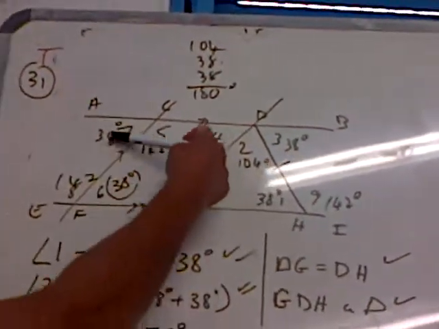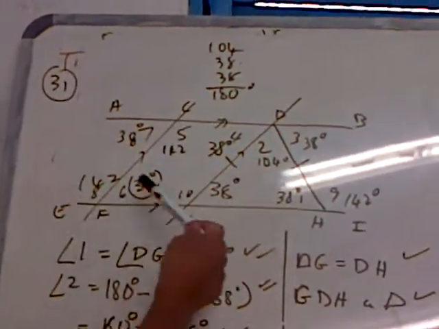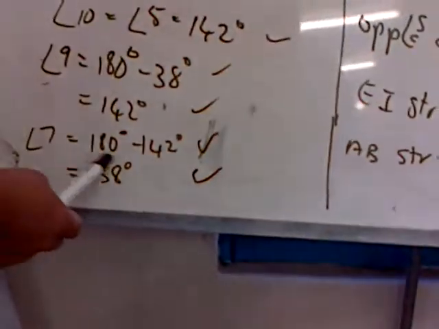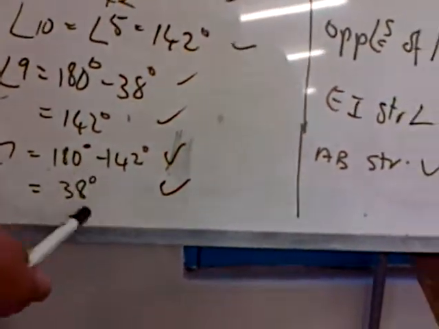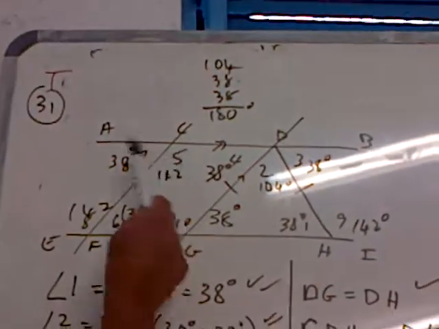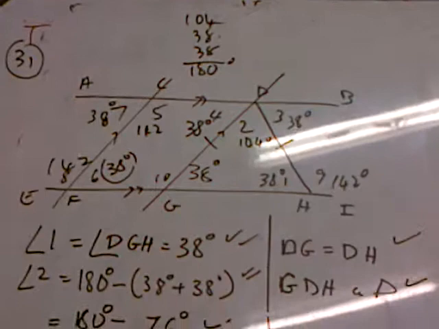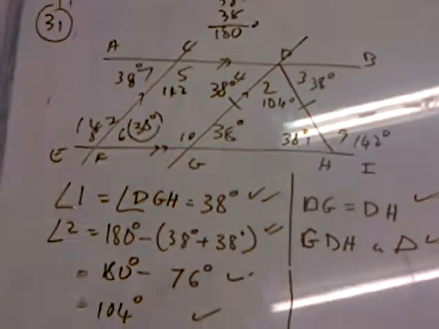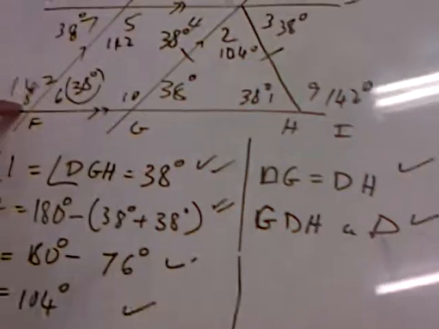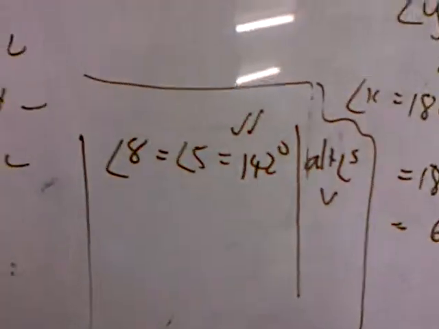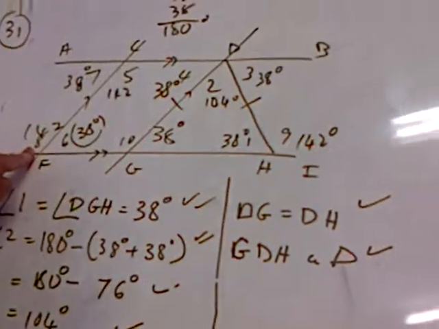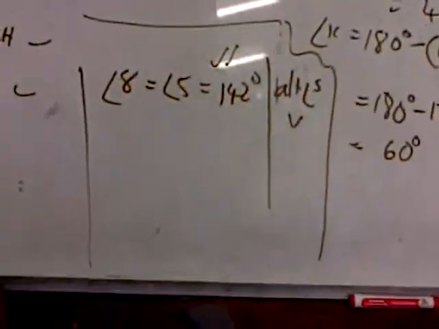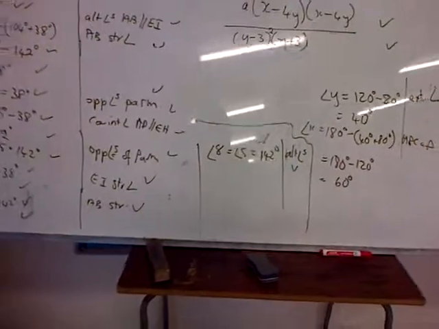Angle 7. You can either use it as alternate angles, with those two parallel, or you can just subtract it from 142, which is a straight line. Okay? Right? And then angle 8 is that one. It is equal to angle 5, alternate angles, and this is parallel. Okay, that's that one there. That's it.